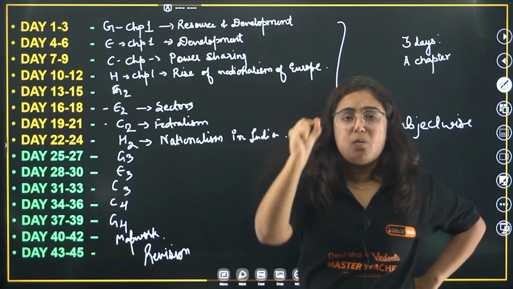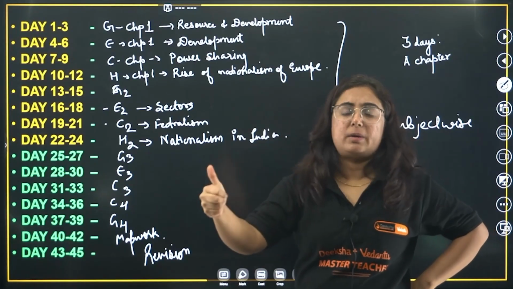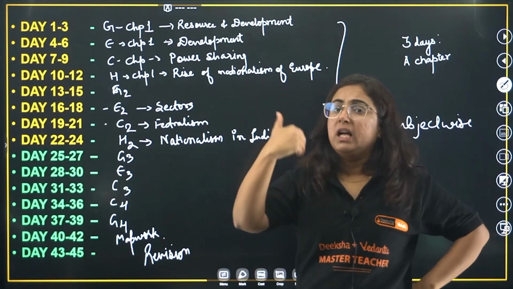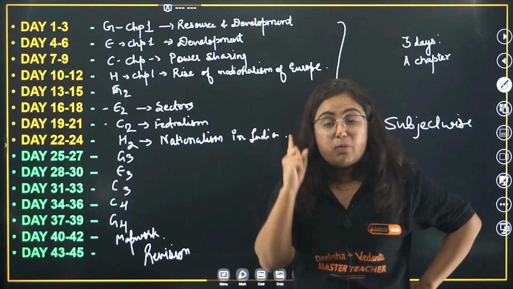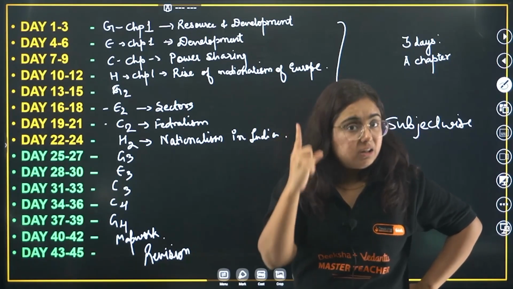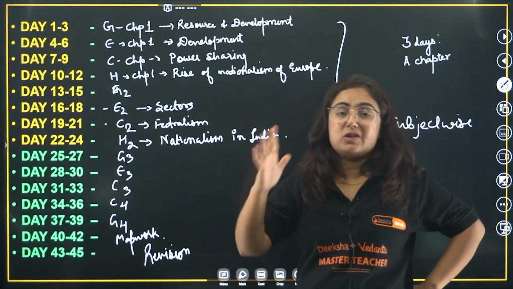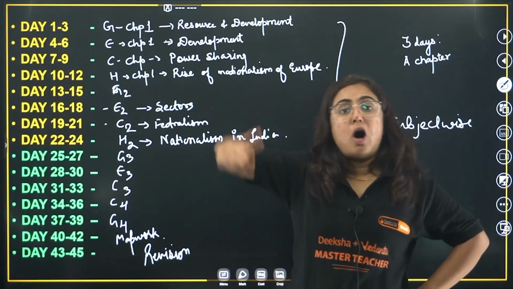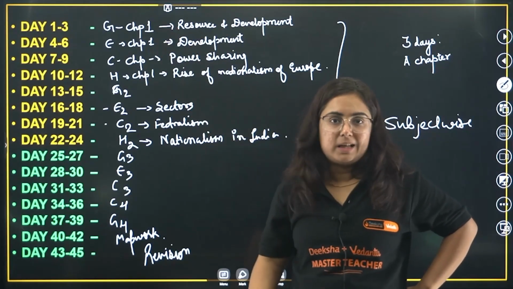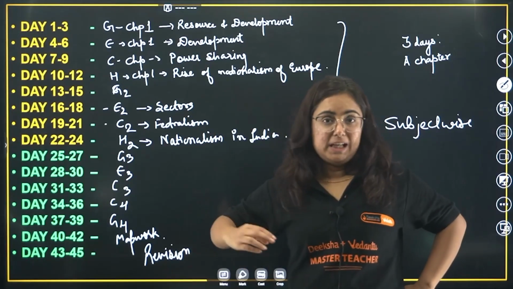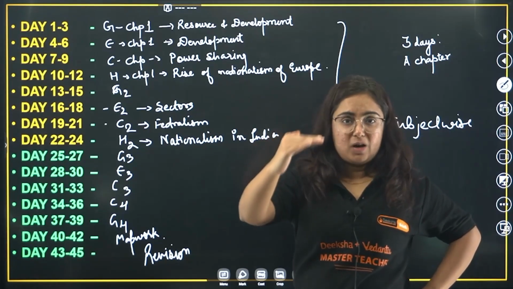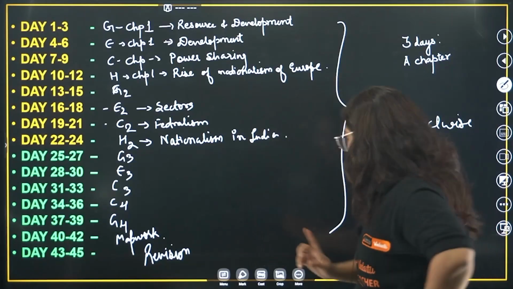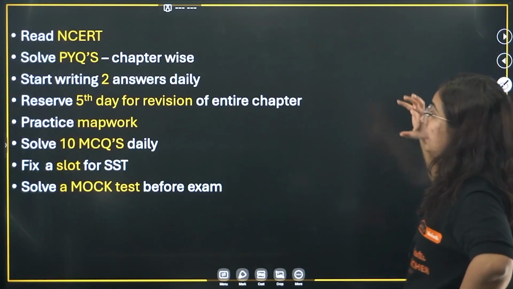You just know one thing: 3 days, 1 chapter. 3 days, 1 chapter. Choose the sequence according to you, rearrange according to you. But one thing must be fixed, that is 3 days, 1 chapter. Because I don't believe in making long-term plans and ending up doing nothing. I believe let's take gradual steps, one after another. One chapter completed, do another.